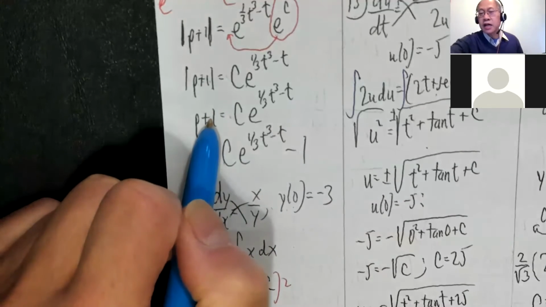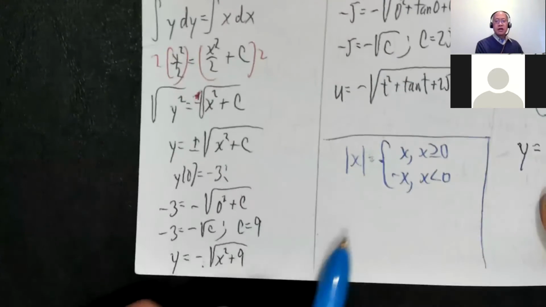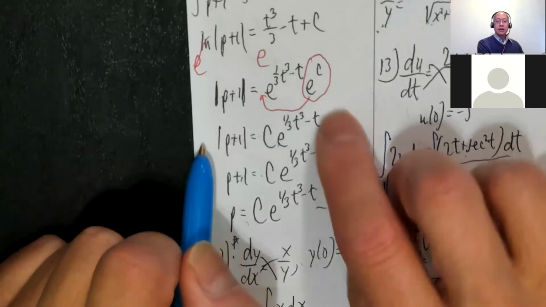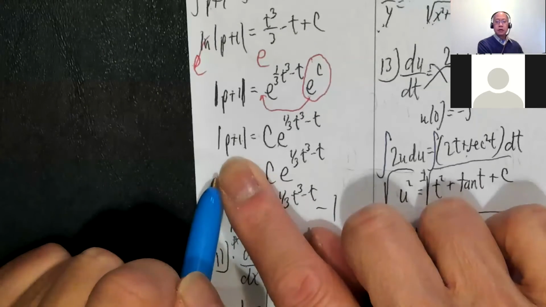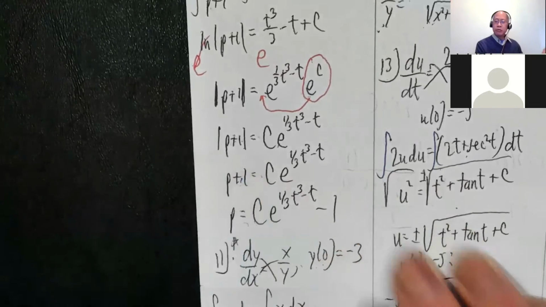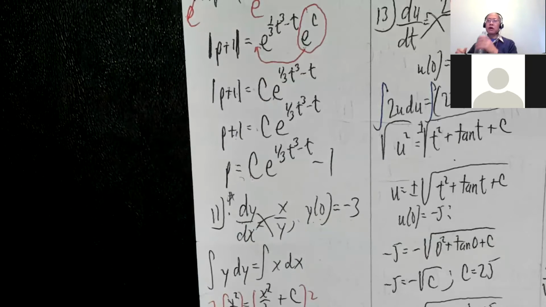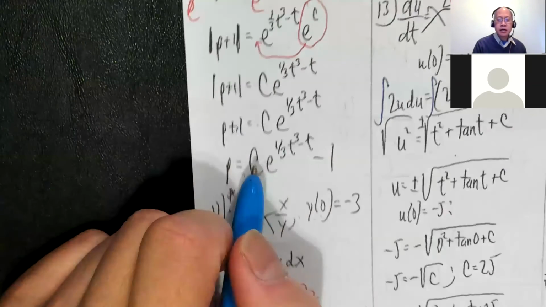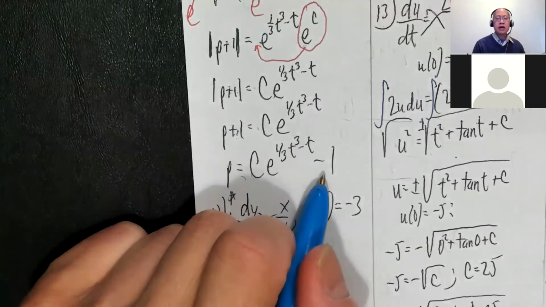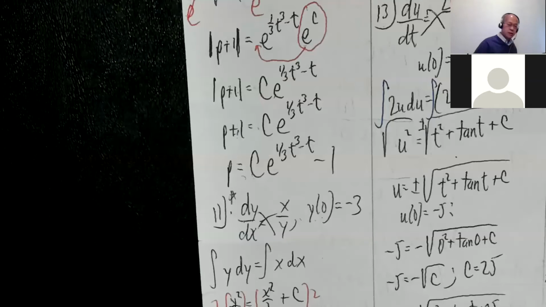I'll just mention quickly again the logic. If p plus 1 is greater than or equal to 0, there it is. If p plus 1 is less than 0, then you pretend there's a negative in front of the whole thing. Then multiply both sides by -1, and you have this, except there's a minus in front. So you have a minus c, but what's minus c? It's still c. Finally, just subtract 1, and you're done. So if I subtract 1 on both sides, p is c e to the 1/3 t cubed minus t minus 1, and that is my final answer.